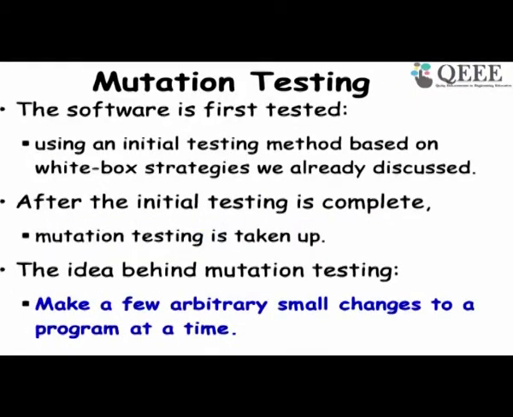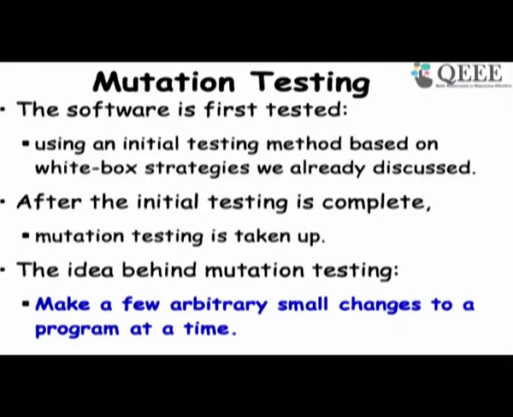Now let's look at fault based testing. We said that mutation testing is a fault based testing and we can check whether some types of faults are being detected by the designed test cases. So the idea here is that we first design the test cases using other white box test techniques, path coverage and so on. And then after the initial testing is complete, mutation testing is taken up.